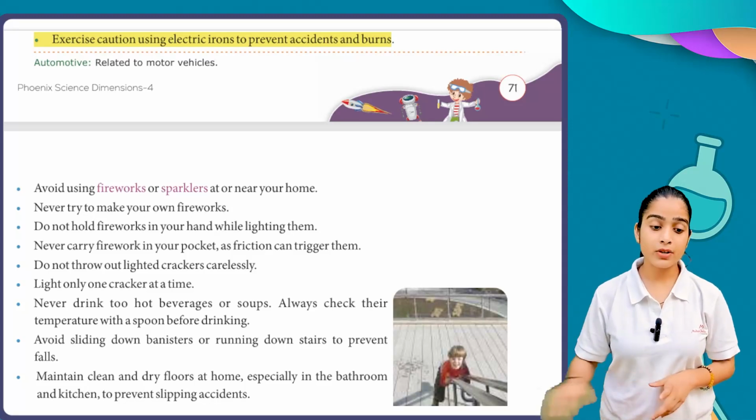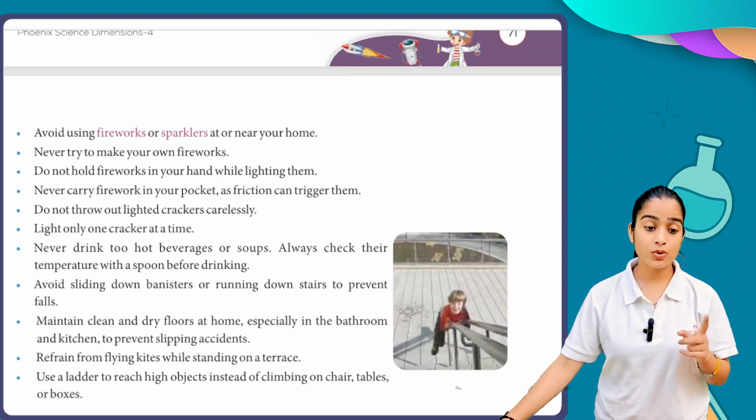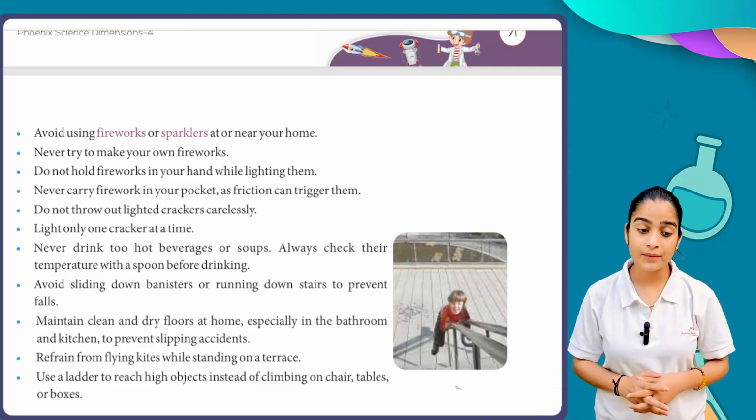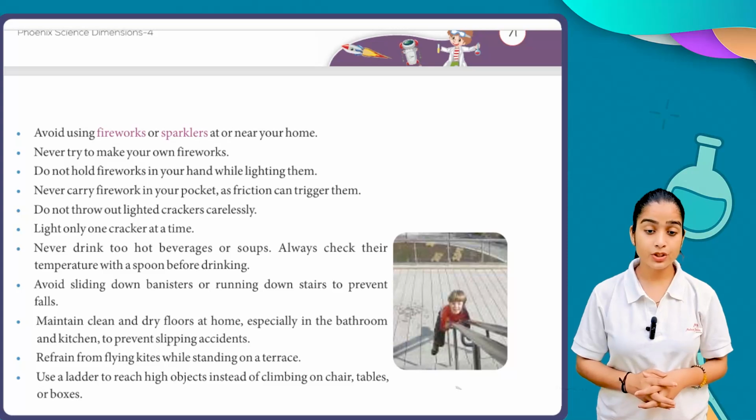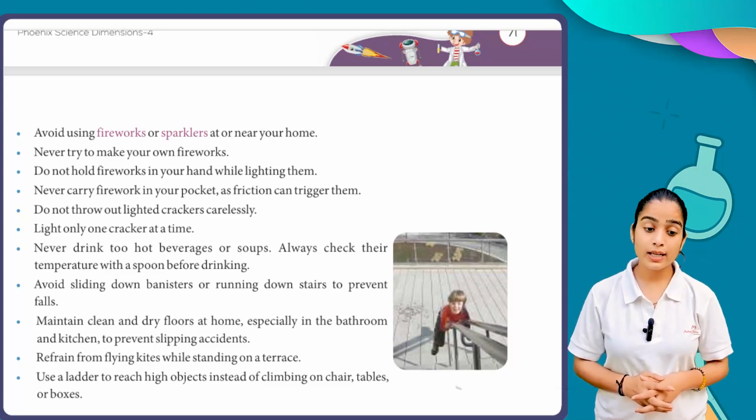Next, never try to make your own fireworks. Do not hold fireworks in your hand while lighting them. Never carry fireworks in your pocket, as friction can trigger them. Do not throw or light crackers carelessly. Light only one cracker at a time.